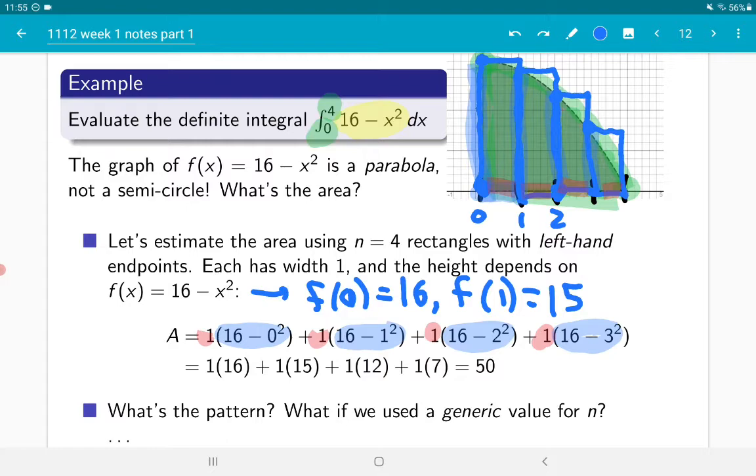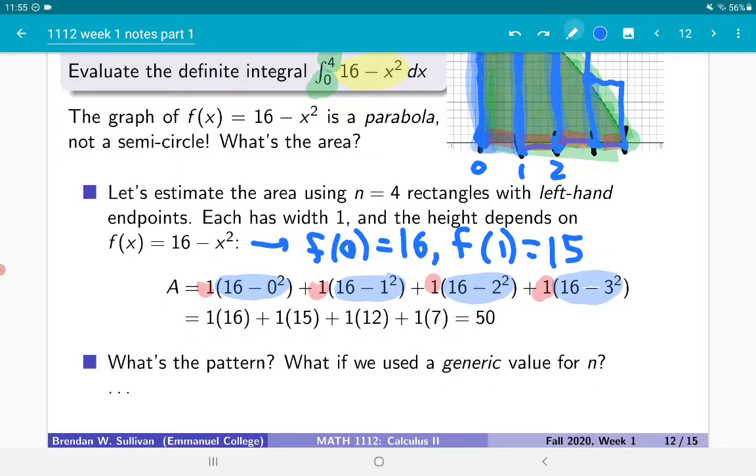But I'm much more interested in looking at the pattern in the red and the blue highlights there. What's the pattern there? What is the red number 1? Where is that really coming from? Well, it's because I had 0 to 4.